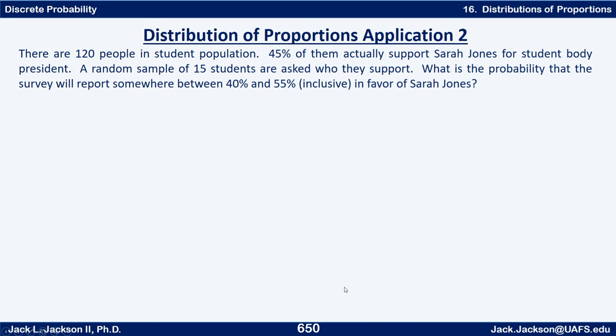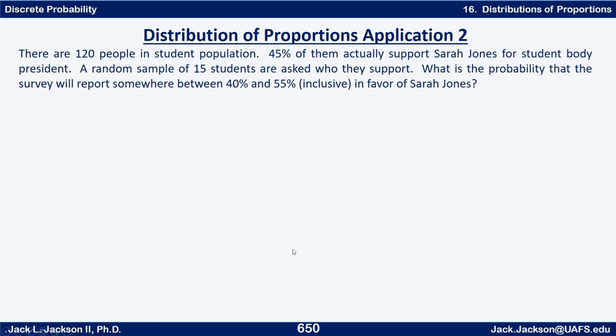All right, here's another one for you to do. There are 120 people in a student population. 45% of them actually support Sarah Jones for student body president. A random sample of 15 students are asked who they support. What is the probability that the survey will report somewhere between 40 and 55% inclusive in favor of Sarah Jones? Press pause and work this out yourself now.